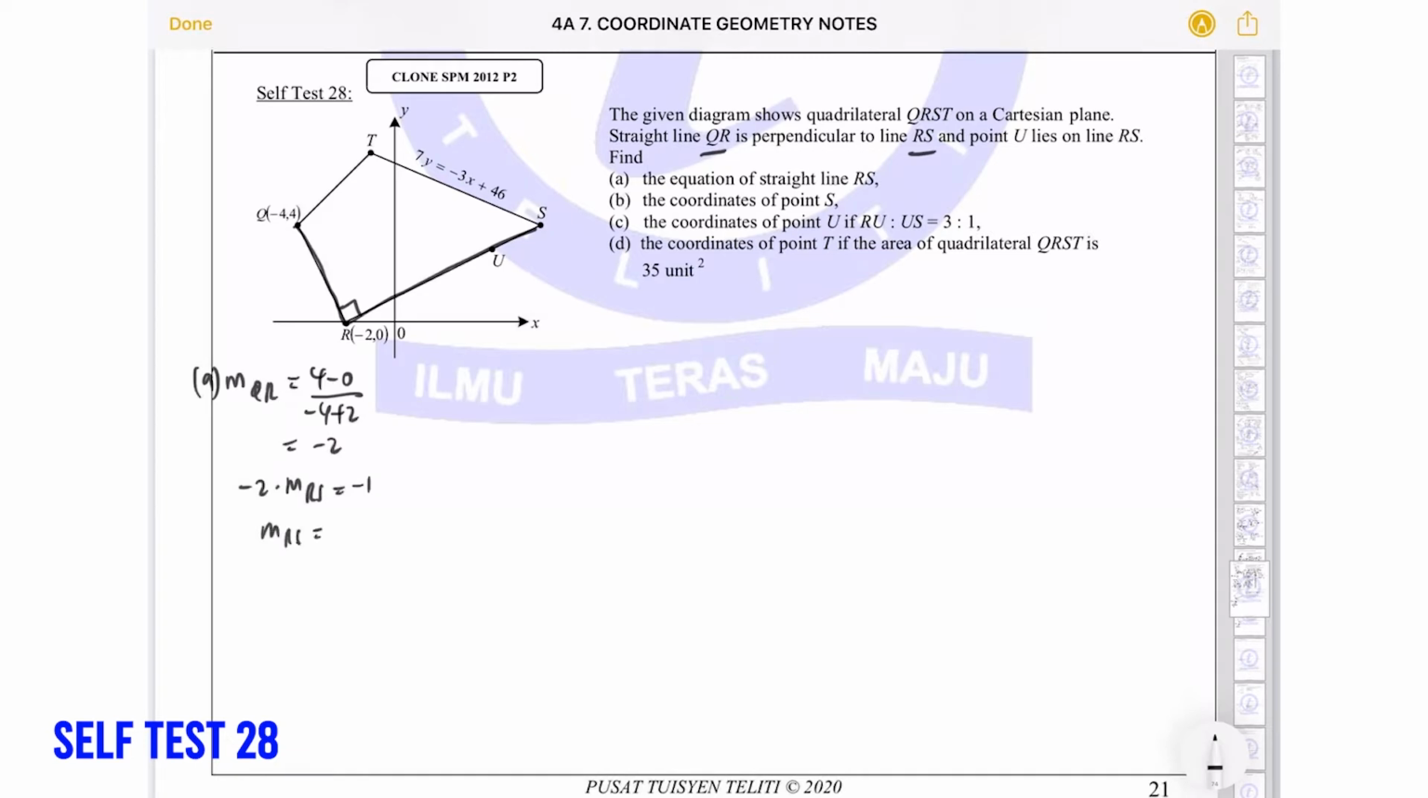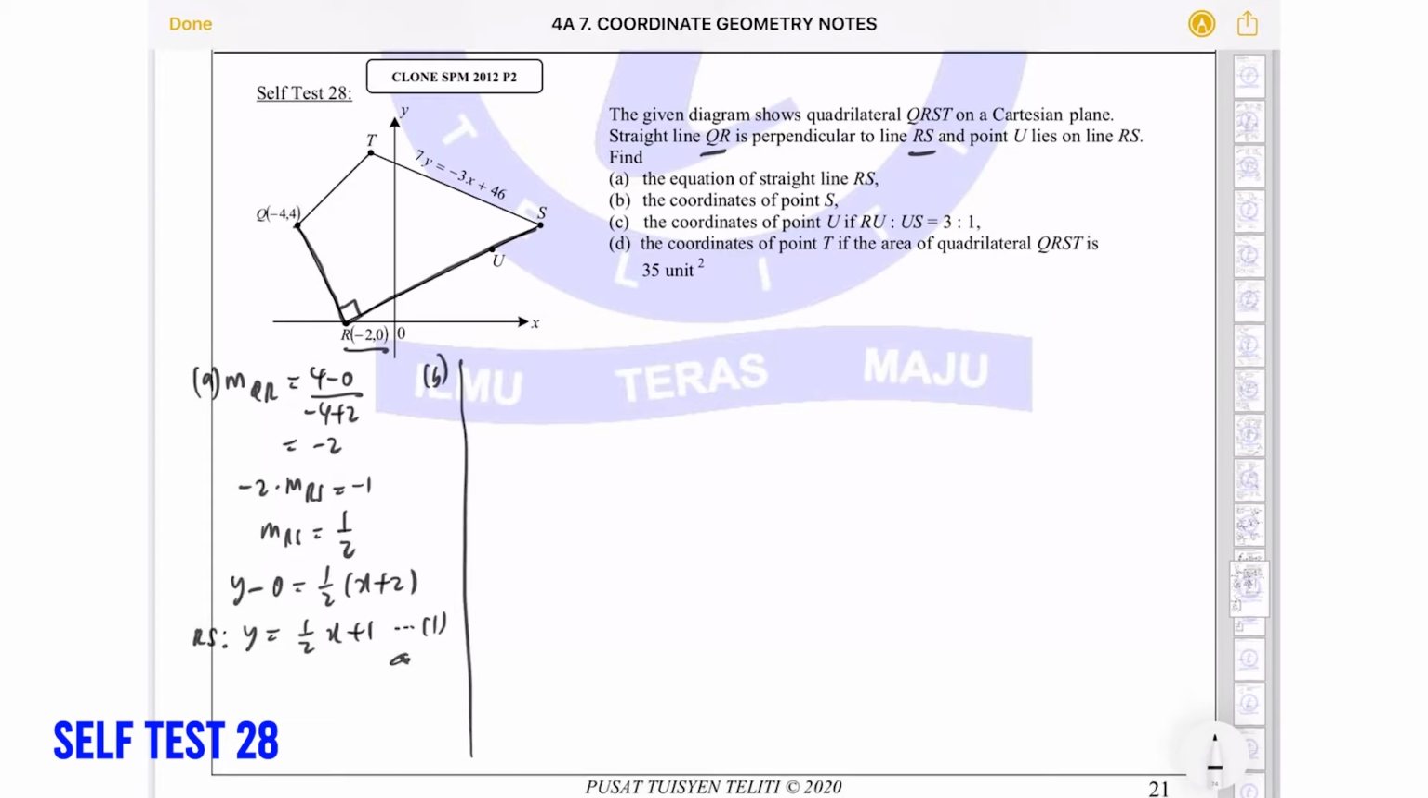Gradient RS is just 1 over 2. To form the equation of straight line RS, I use point R, (-2, 0), in y minus y1 equals m times x minus x1. When I expand inside, I get y equals half x plus 1. Okay, so this is the equation of straight line RS. I'm going to use this equation later, so I just name it equation number 1.